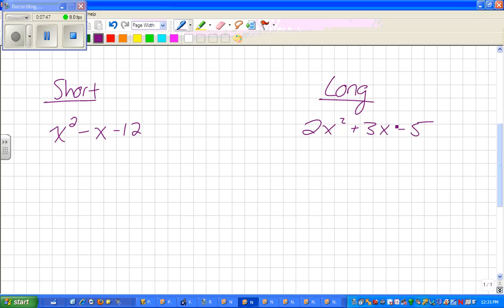Look at your leading coefficient, the number next to x squared. Over here, there is no number next to x squared, so that means my a value is 1. In the long method, if I look next to x squared, I've got a 2 there. Because I have a 2 there, my a value is not 1. So that's how you can tell whether you can do a short or long method.